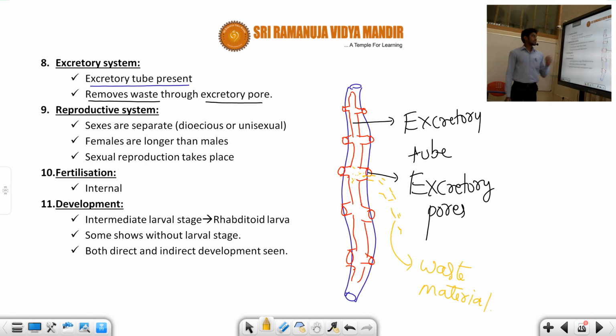And coming to the reproductive system, it represents that the sexes are separate. That means it is not a hermaphrodite. It is considered a dioecious or unisexual organism. Okay, and females are much longer than males. This is a very important point, student. And sexual reproduction takes place only here.